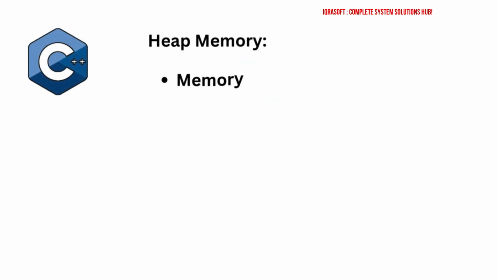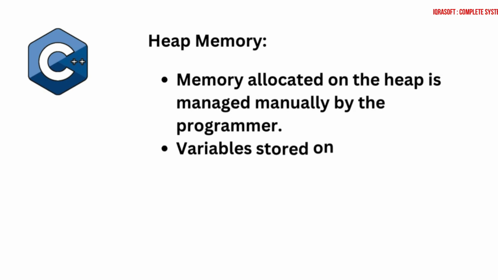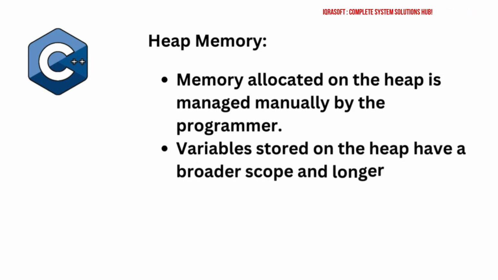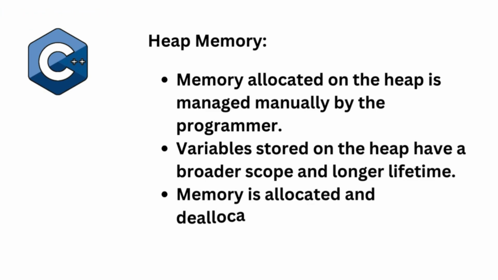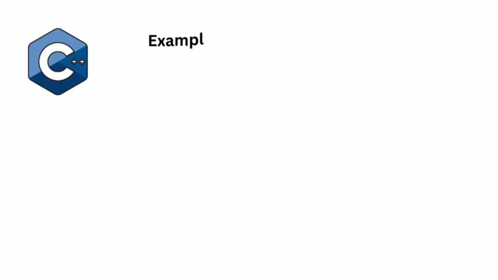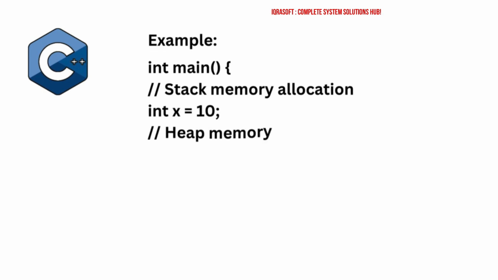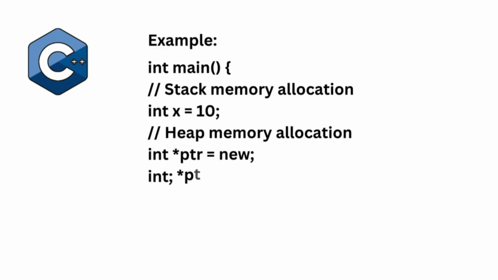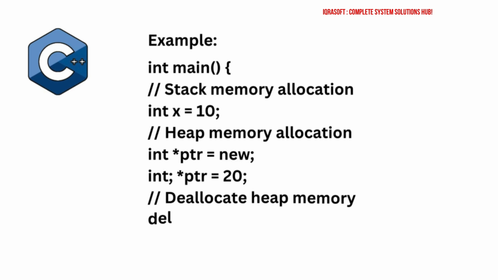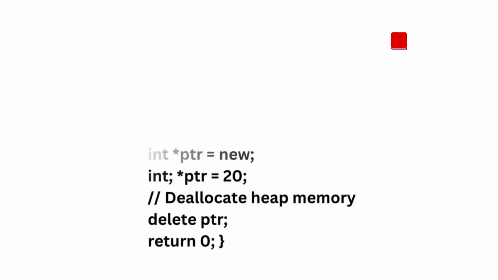Heap memory. Memory allocated on the heap is managed manually by the programmer. Variables stored on the heap have a broader scope and longer lifetime. Memory is allocated and deallocated dynamically using the new and delete operators. Example: int main, stack memory allocation: int x = 10; heap memory allocation: int *ptr = new int; *ptr = 20; deallocate heap memory: delete ptr; return 0.